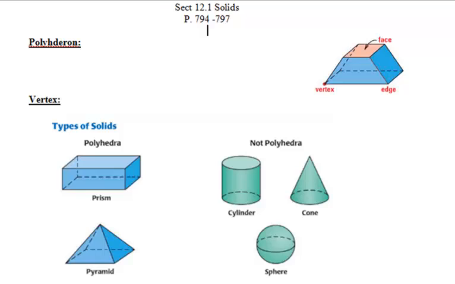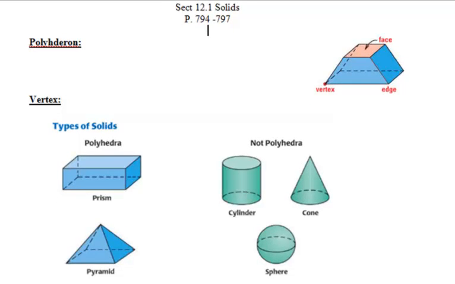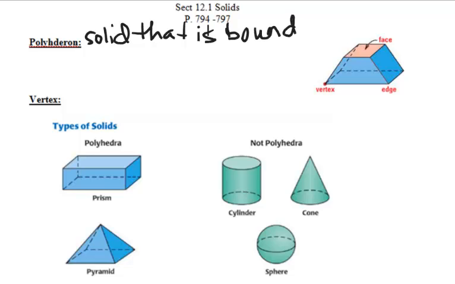We're going to start section 12.1 here with solids, and we're going to start with polyhedrons. Let's define what a polyhedron is. It's a solid. Forgot to push the button. Solid that is bound by polygons.